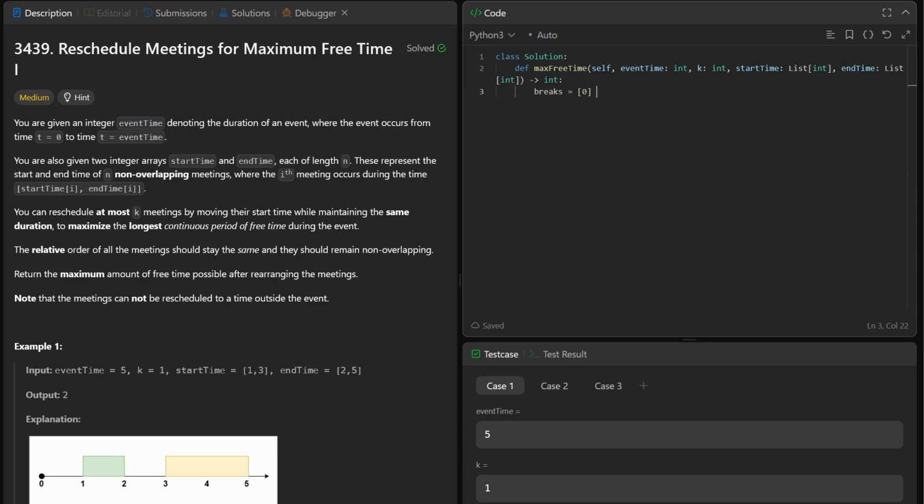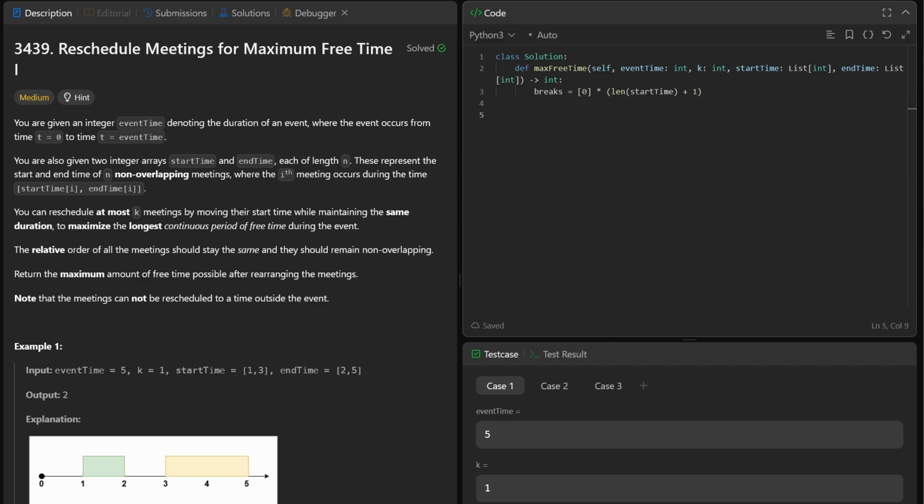Sometimes it's going to be 0, but it does need to be there. So we can just do 0 times length of start time plus 1. So we'll initialize all of those breaks to 0, and then if it's greater than that, we'll update it. If not, it can stay at 0. So again, all those conjoined meetings are going to have breaks of 0.